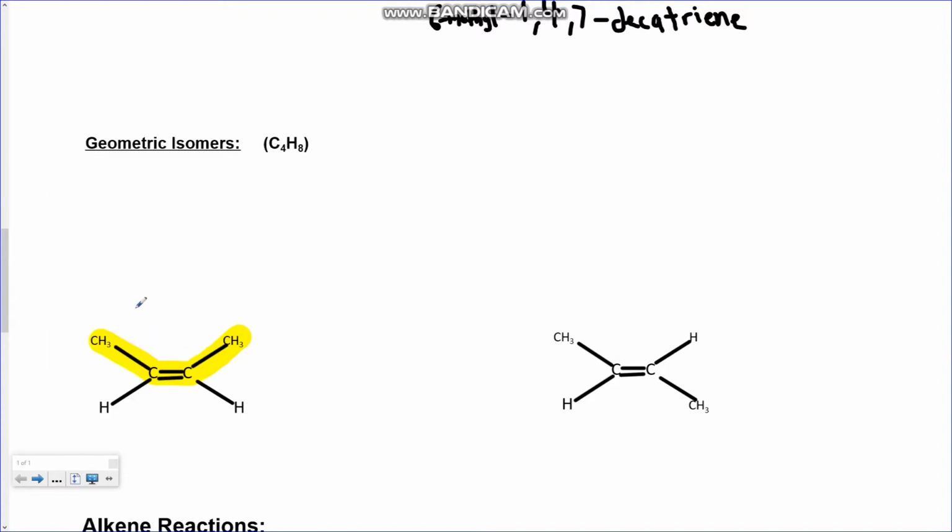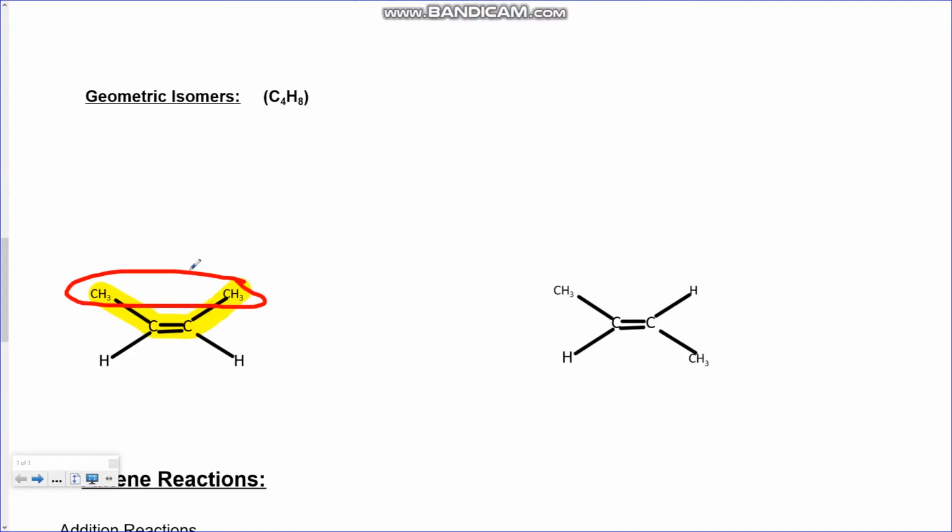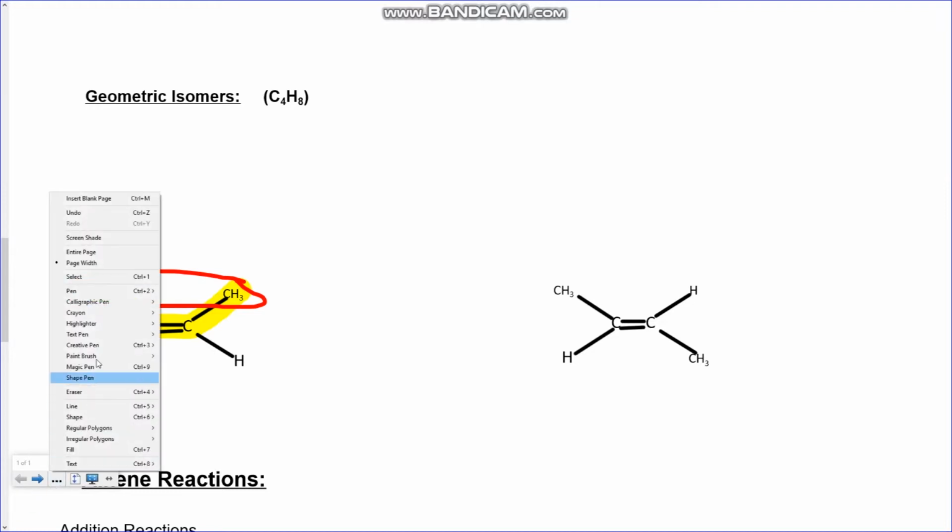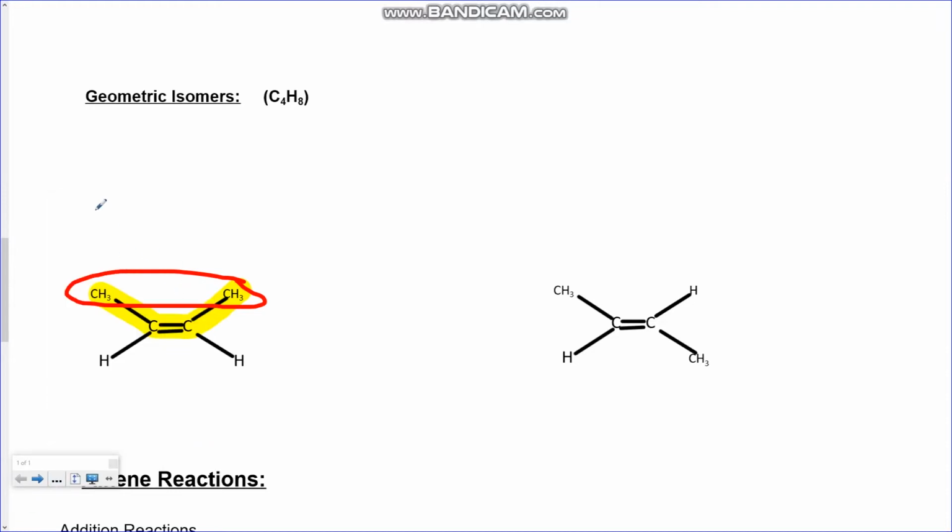So, as you can see, the largest groups that we have are the CH3s, and they're both on the same side. Now, when they're both on the same side, this is called cis, meaning on the same side. So this shows us that the heaviest, the largest groups are on the same side. Now everything else is the exact same.